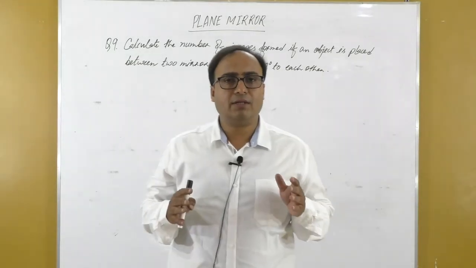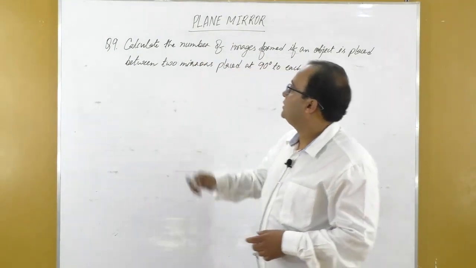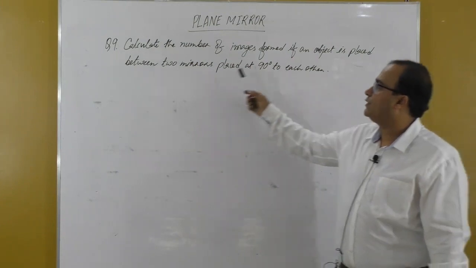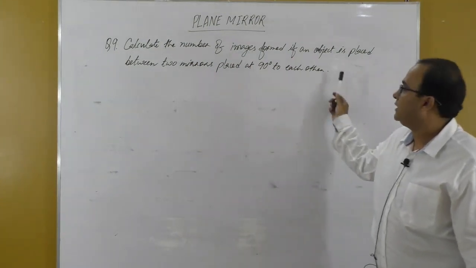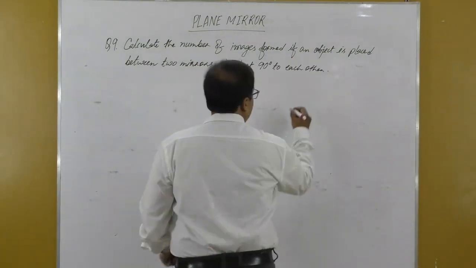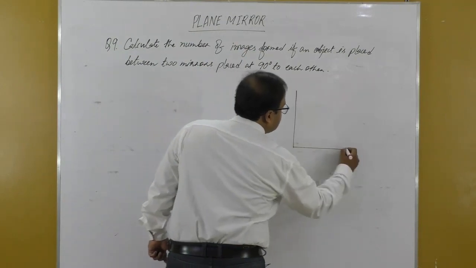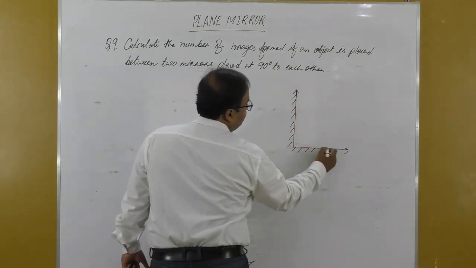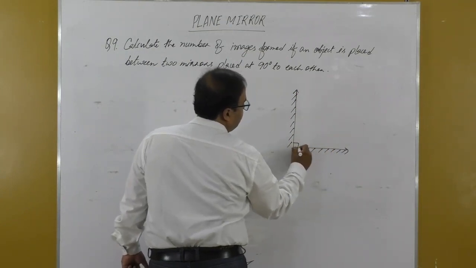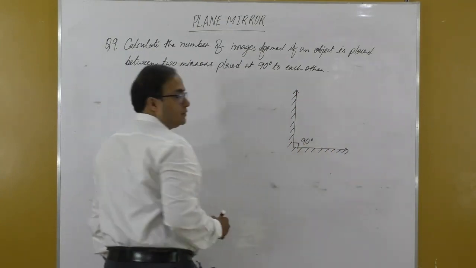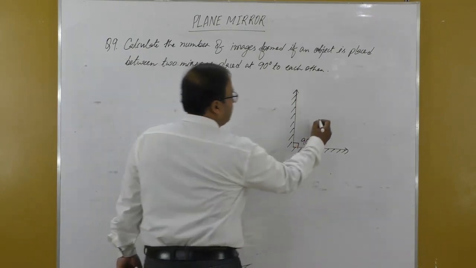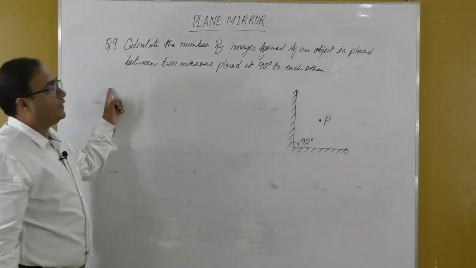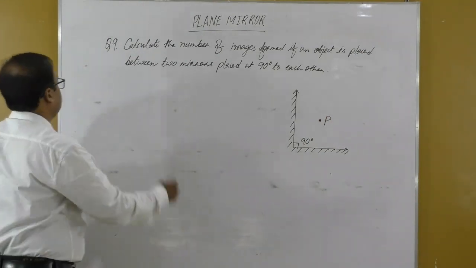Now question number 9. Calculate the number of images formed if an object is placed between two mirrors placed at 90 degree to each other. Two mirrors are placed at an angle of 90 degree to each other, and an object is placed between the two mirrors. We will have to find out the number of images formed.